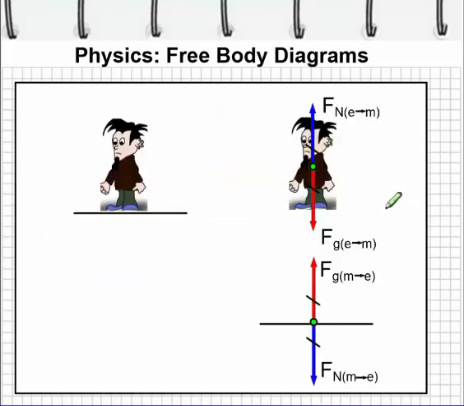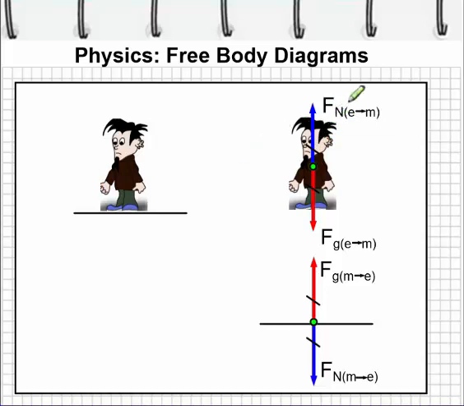So what is a free body diagram? Here I have an individual. This individual has mass. It's just standing on some type of ground. And here I would draw the individual. I would represent them with a single dot. They would have two forces applied to them.